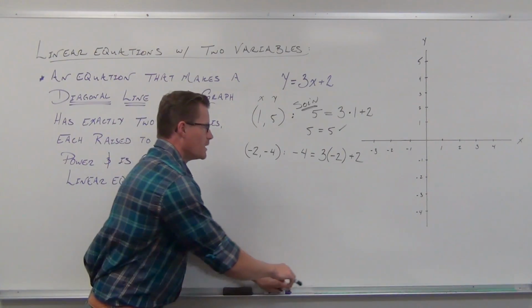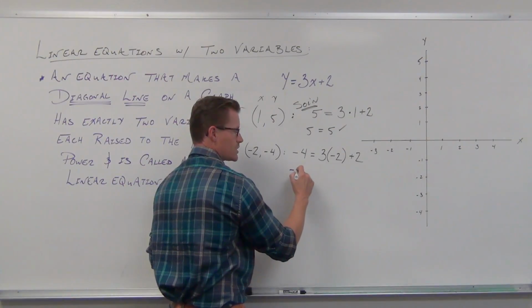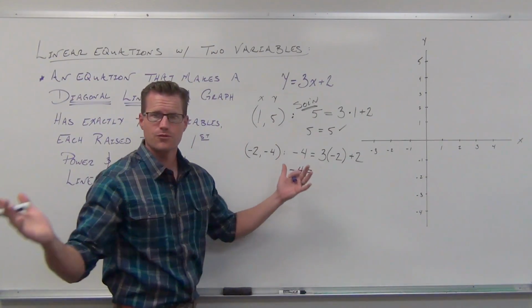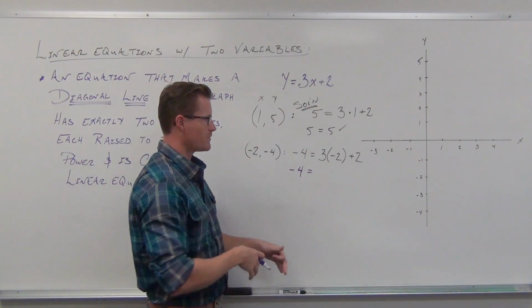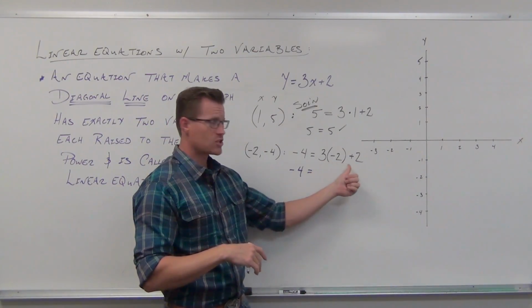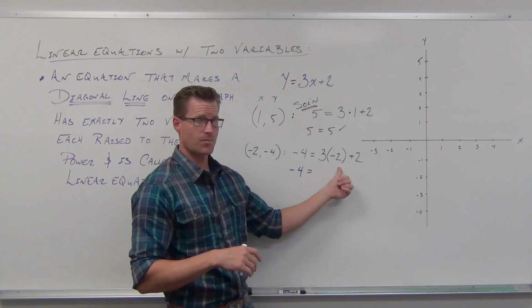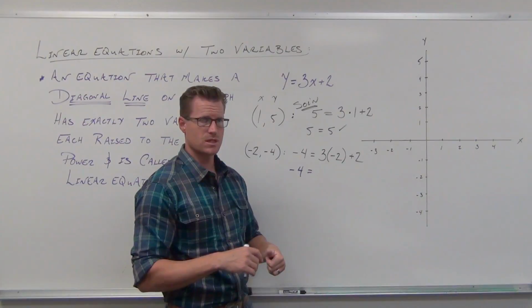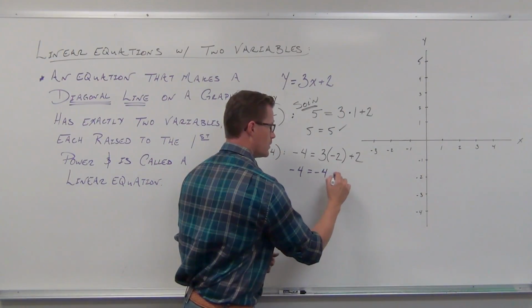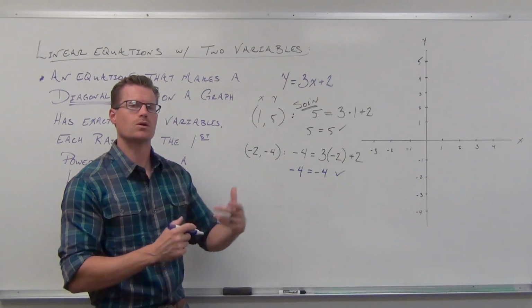Almost have to try. So let's see. On the left-hand side, we'd still have -4. We're just doing order of operations. We're not solving for anything. We're just evaluating to see if we have a true statement. On the right-hand side, calculator, use your head. Make sure you do order of operations though. 6 times -2, well, that's -12. -12 plus 2 is -10. Whoa. We get another true statement. That's true. That says that this point is also a solution.